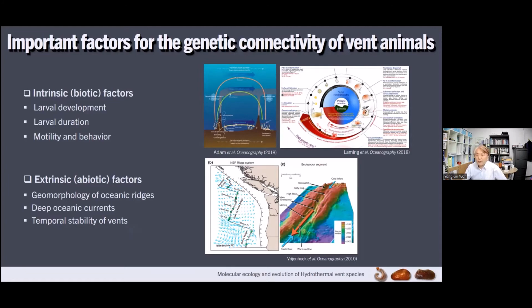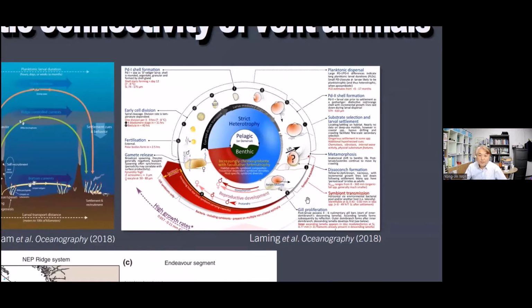So here, these figures were made by Lamiero. They characterize the development of hydrothermal vent deep sea mussels. They have very different stages of duration and morphology, and also in relation to the symbiont, on which they rely for their nutrition and energy.